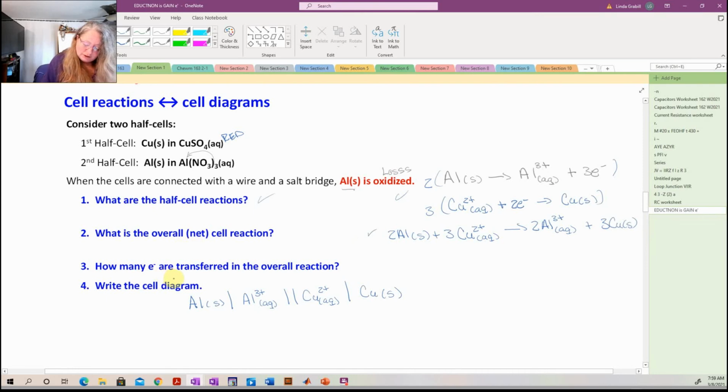How many electrons are transferred in the overall reaction? Well, let's see, what do we have? We have 6 electrons. So 6 electrons gained and lost. And we've answered it all. So this is really bringing everything back in to use that we've built up to this point.